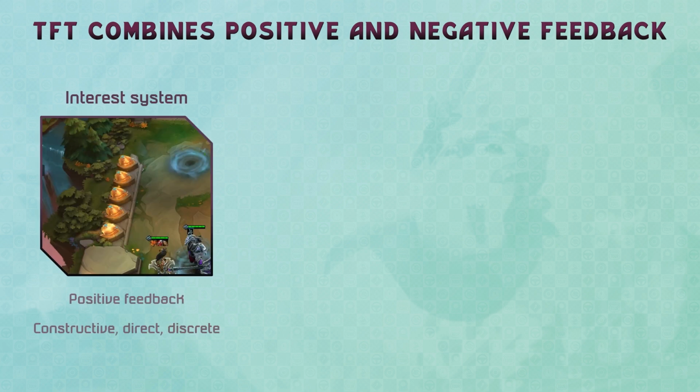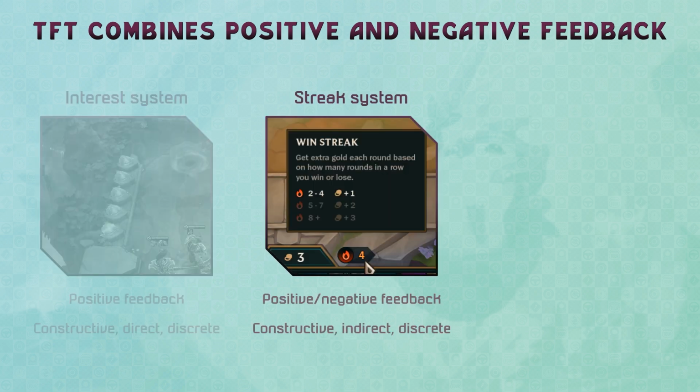Okay, so to conclude, we can see that Teamfight Tactics combines different kinds of positive and negative feedback. We have the interest system, which is a basic positive feedback loop that rewards players who save money early on. It's a constructive, direct mechanism that works in discrete steps. Then we have the streak system, a combination of a positive and negative feedback loop that rewards those who are doing very well and those who are struggling. For both types of players, it's constructive. It's transitive because having more money doesn't mean you'll continue your victory streak or break your losing streak. And again, it's a discrete mechanism with clearly defined thresholds.